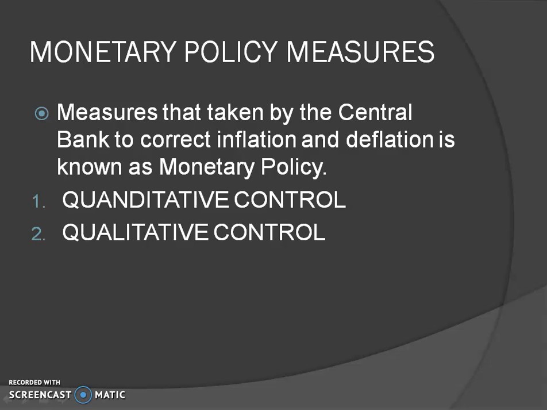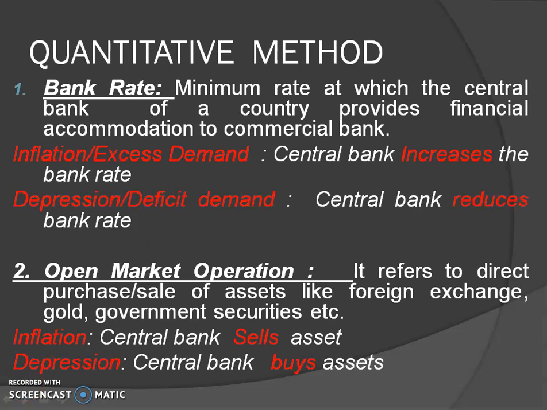We have explained this in detail in the chapter money and banking, so just recall all those concepts. First of all, quantitative control. The quantitative controls are bank rate, open market operations, then legal reserve ratio, etc. So first one, bank rate. What do you mean by bank rate? The minimum rate at which the central bank of a country provides financial accommodation to commercial banks is known as bank rate.